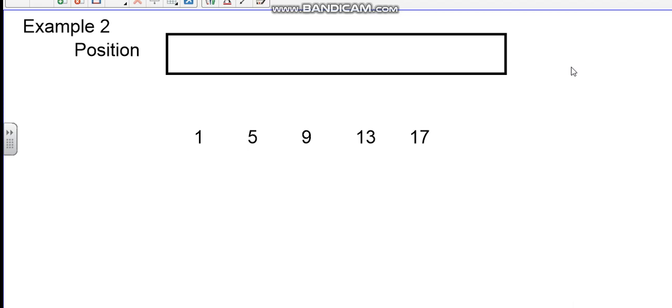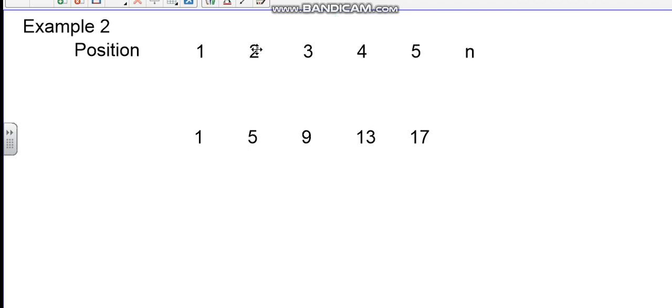Okay, so we're going to look at another example. So again, I've got the position numbers written up. So this is the first number in the sequence, the second number, the third number, the fourth number, the fifth number. We're looking for the nth number, i.e. the nth term. So as before, we would start by looking at the common difference, which is plus 4, and so on. Okay, so they're all plus 4.